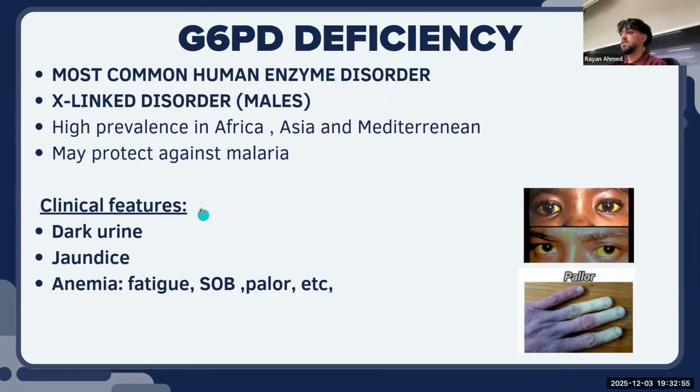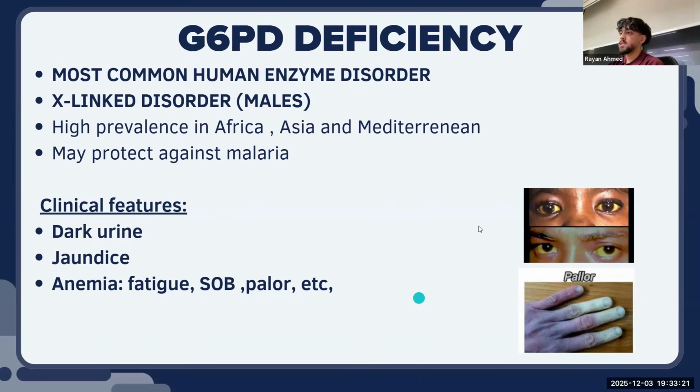Now, we also have clinical features, which are dark urine, jaundice, and anemia. With anemia, we have fatigue and paleness. Jaundice, remember, is yellow. Just remember the clinical features of G6PD deficiency: dark urine, jaundice, and anemia. Hemolytic anemia, right? Again, they might give you a case scenario where the person has dark urine, jaundice, and hemolytic anemia.